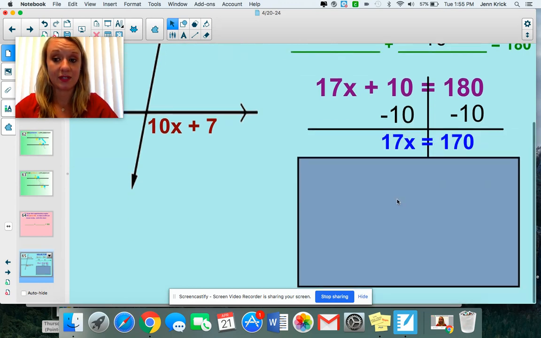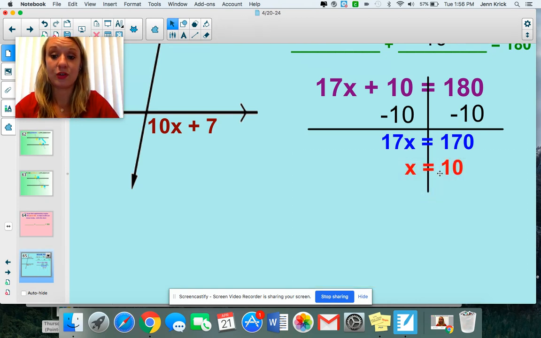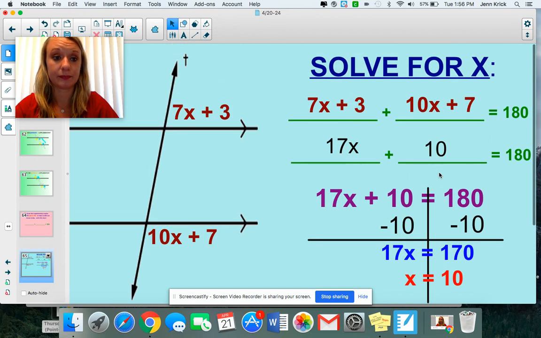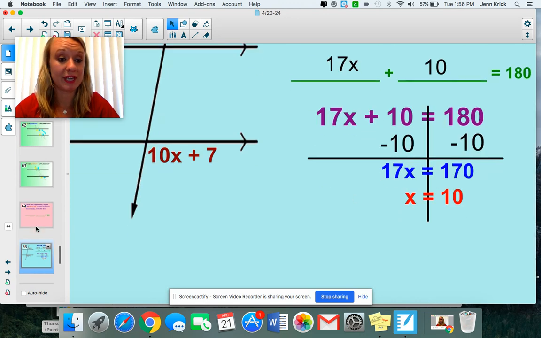That gives us 17x equals 170 degrees. Divide both sides by 17, and you get x equals 10. So to recap, when I asked you to solve for x, you just need to add both expressions and set it equal to 180. Combine like terms, solve, and you get x equals 10.